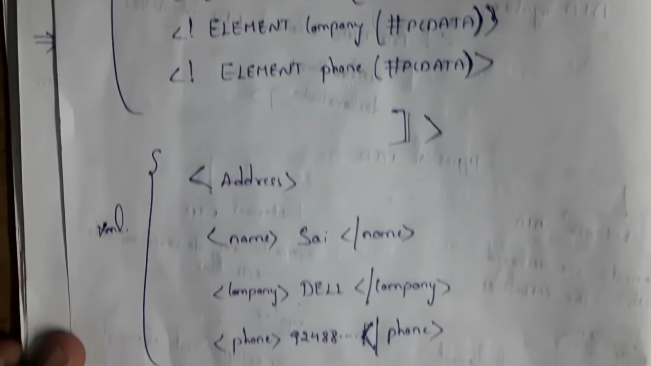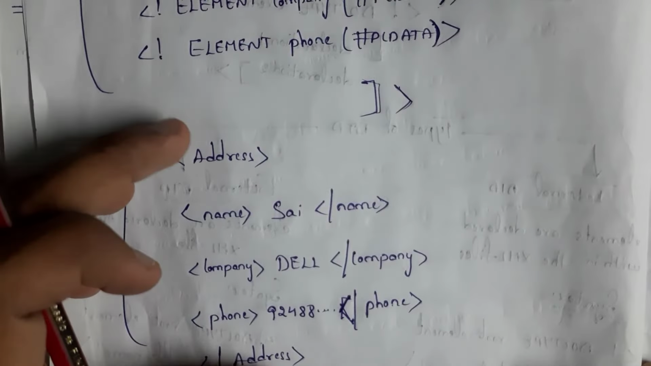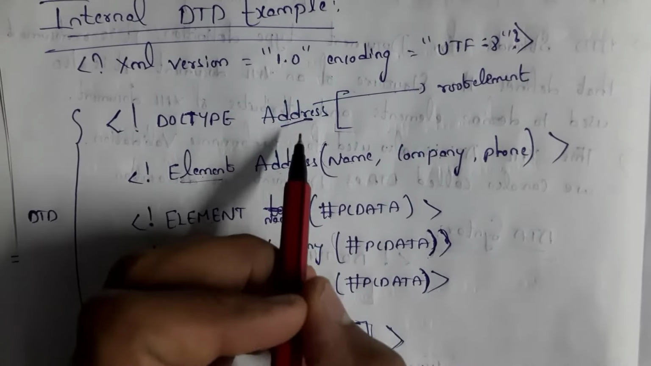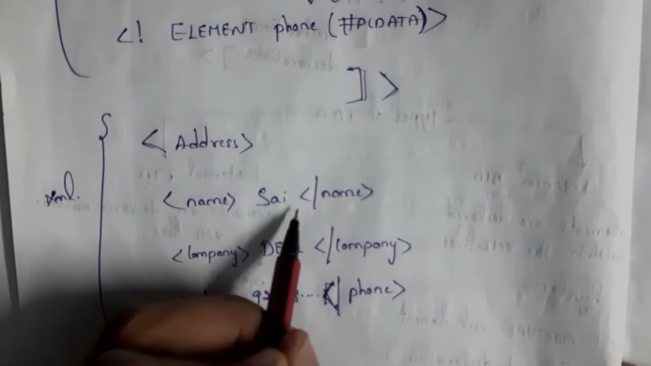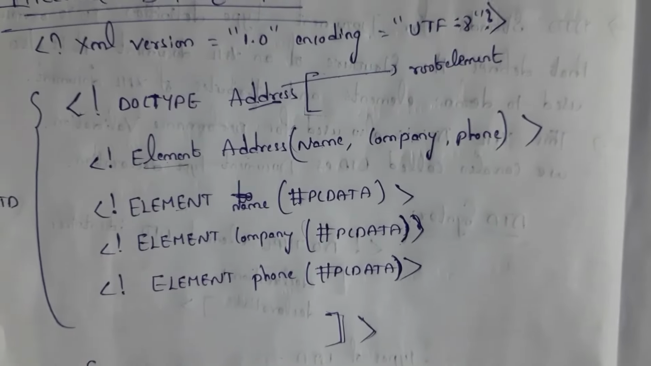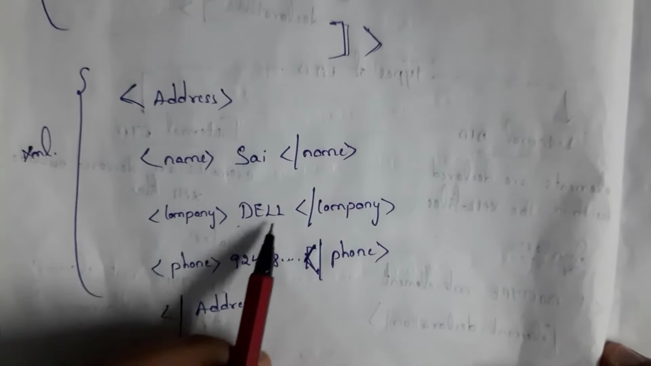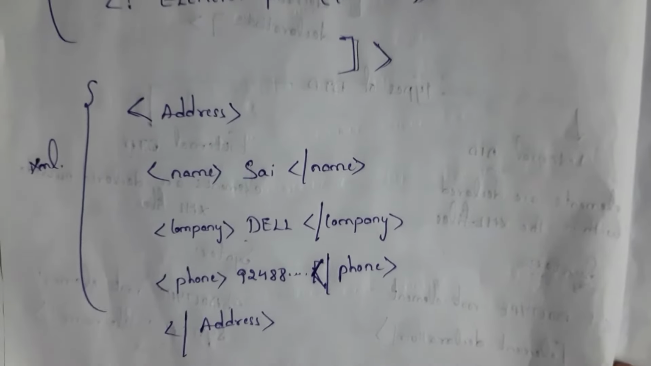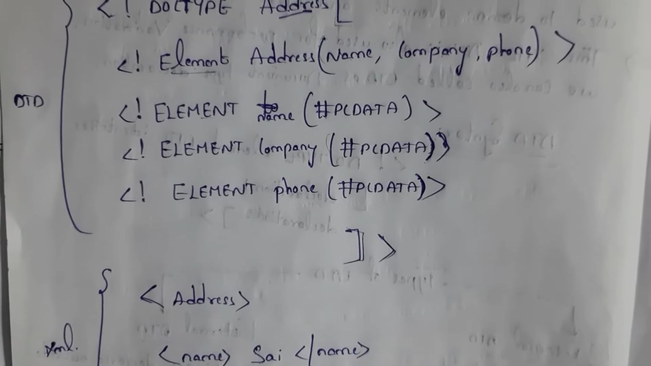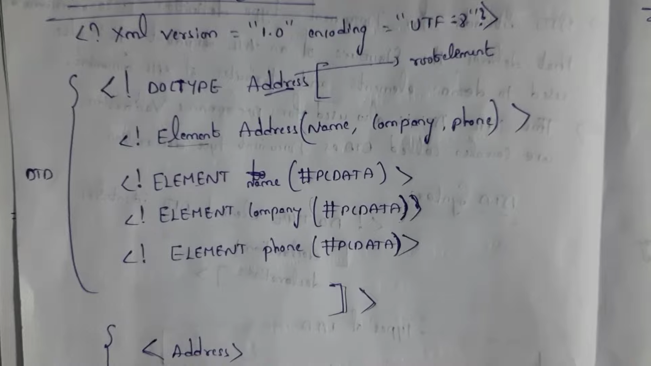And similarly, next we need to write the XML file address. Here the first root element is address, so at first I took address. Address contains name. I gave the name as Sai. We need to enter this inside this, and company as Dell, and phone number as 9 to so on. These are the details which I have entered in #PCDATA. This is known as internal DTD.